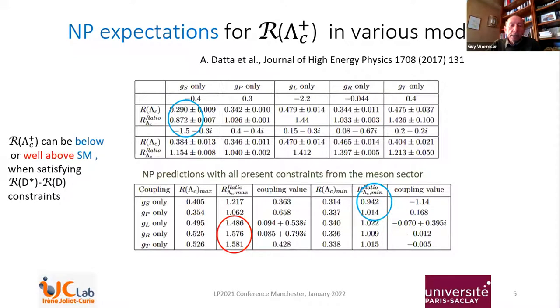On this slide, you see an illustration of the complementary nature of the R(Lambda_c) measurement from the paper of Datta et al. You take into account all measurements regarding R(D) and R(D*), but you see that for a scalar coupling, you can have R(Lambda_c) up to 6% below the standard model. And if you use a vector or tensor, you can be at 1.5 times the standard model prediction, so a quite high measurement.